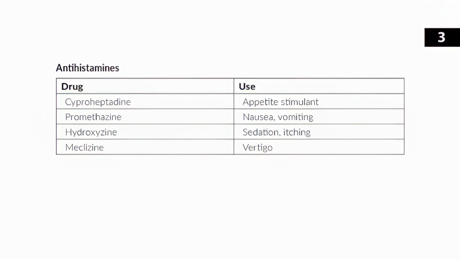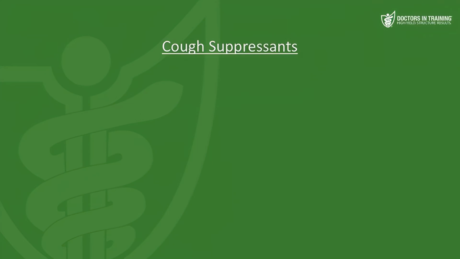One of which is cyproheptadine. It's the antidote for serotonin syndrome. It also can be used as an appetite stimulant for underweight pediatric patients. Promethazine is largely used for nausea and vomiting prevention. Hydroxyzine can be used for sedation, rash or itching. And another one is meclizine, used for vertigo. So if you're on a ship, you may need some meclizine. And these are not used largely for allergic rhinitis.